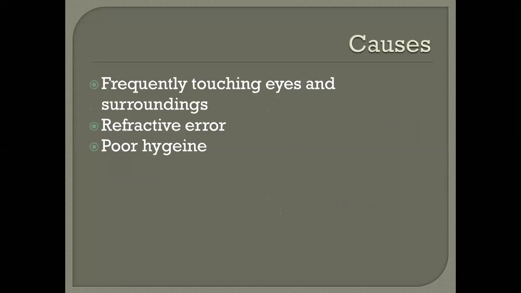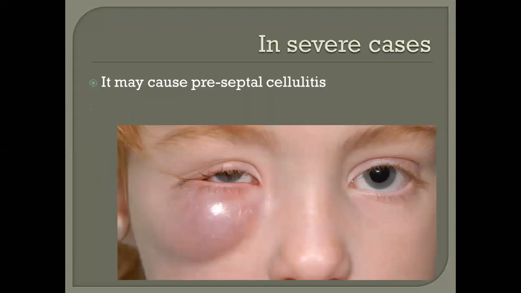So what are the causes? Frequently touching eyes and surroundings, refractive error, and poor hygiene. These are the three common causes of stye. Diabetes is another important cause of stye. It may sometimes spread over the adjacent structures of the eyelids and cause a preseptal cellulitis.